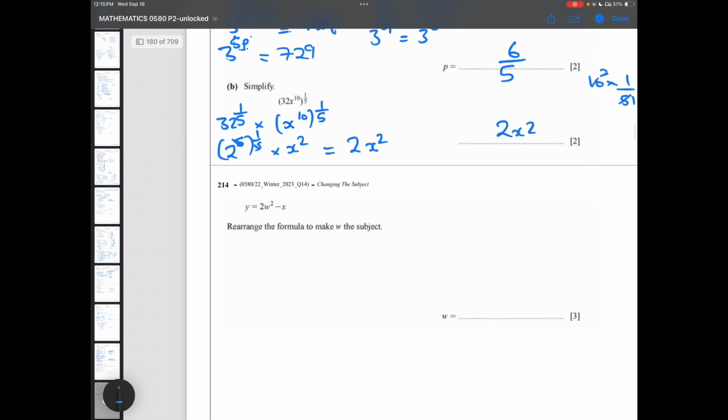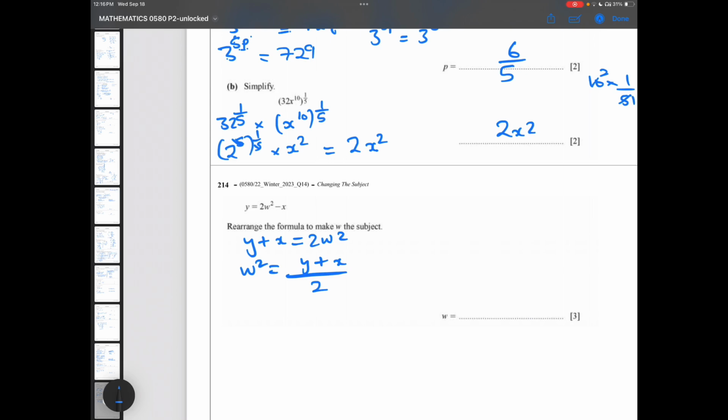Now in question number 214 it says y is equal to 2w square minus x. Rearrange the formula to make w the subject. So in order to make w the subject, first I will move this negative x to the left side of the equation and it becomes y plus x is equal to 2w square. Now this 2 is being multiplied with w square. When I move it to the left side of my equation, it gets divided with y plus x. So I'll be writing w square first. This will be equal to y plus x upon 2.